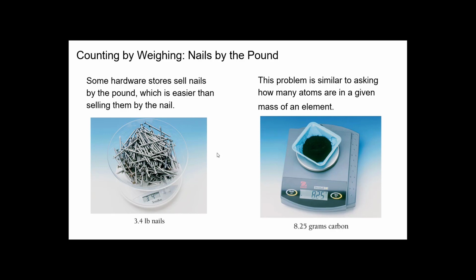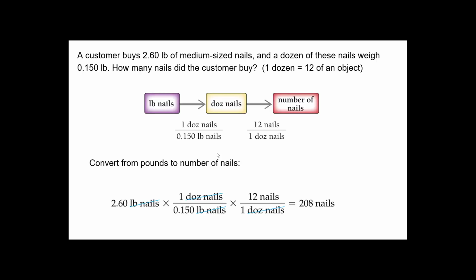So some hardware stores sell nails by the pound, which is easier than selling them nail by nail if you need a lot of them. This problem is similar to asking how many atoms are given in a mass of an element. Because there's so many, it's not easy unless you want to use really large numbers.